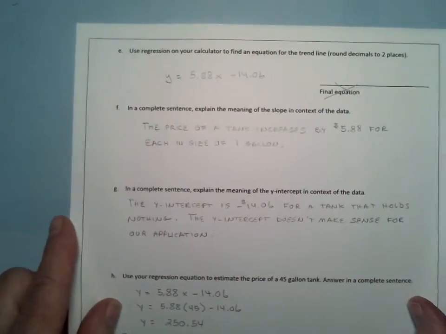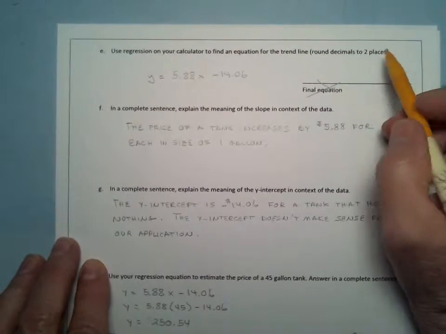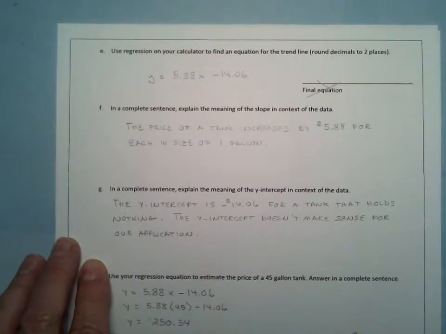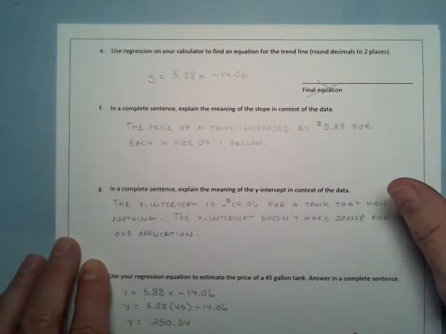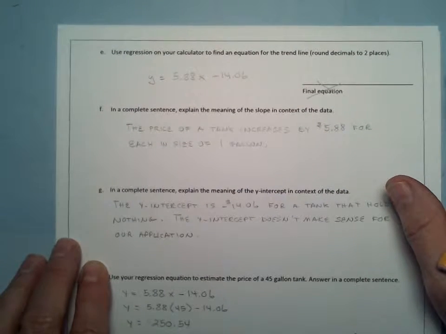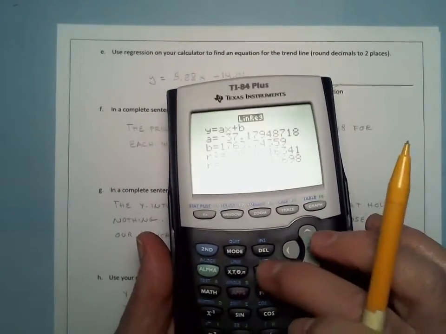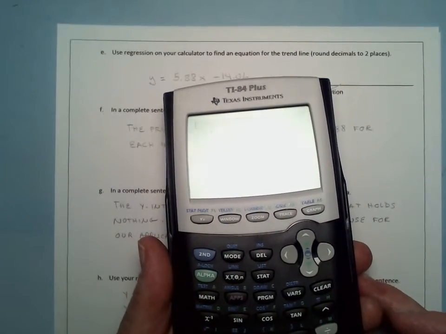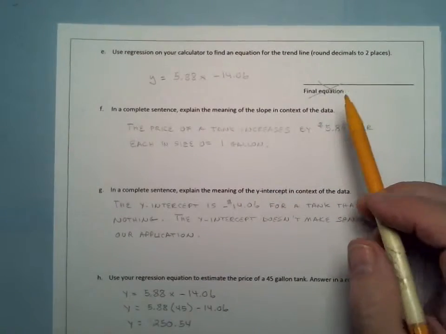Okay, on E, it says use regression on your calculator to find an equation for the trend line and round it to 2 decimals. Well, I didn't take the time to re-enter the information in my equation, but it's basically the same as we did on problem number 1. You get the information in there under L1 and L2, and then go over to the stat. Let me turn this on to the stat, hit calc, hit 4, and enter all your stuff in there, and up is going to pop the equation that you're going to need for this problem.